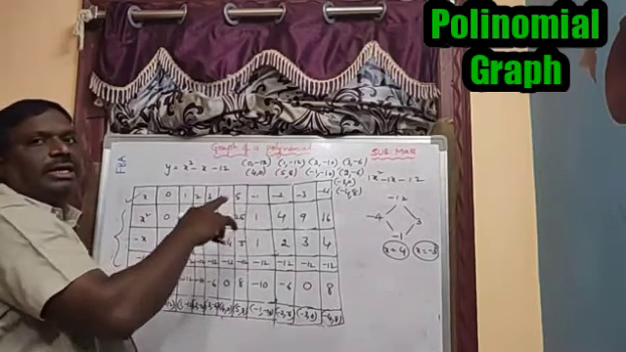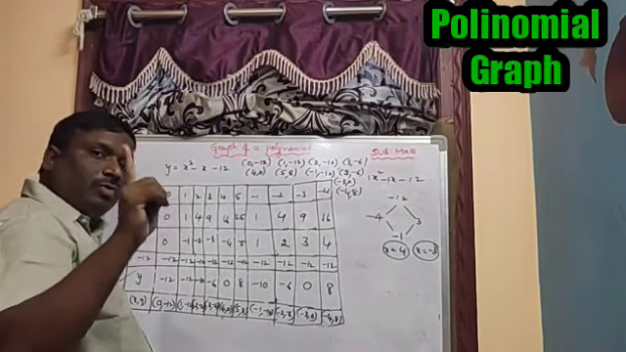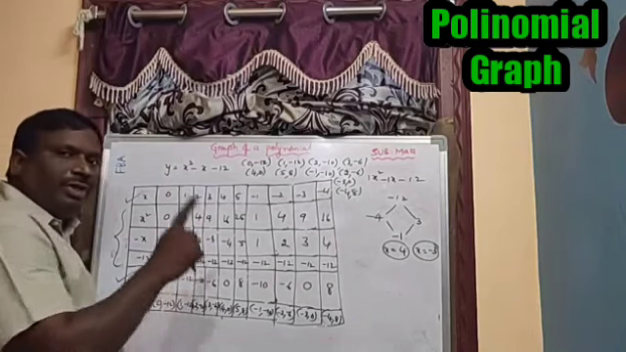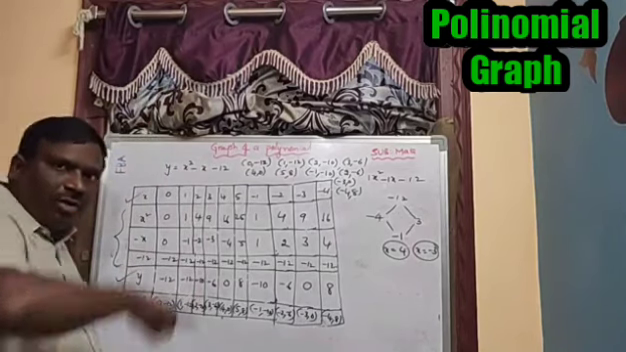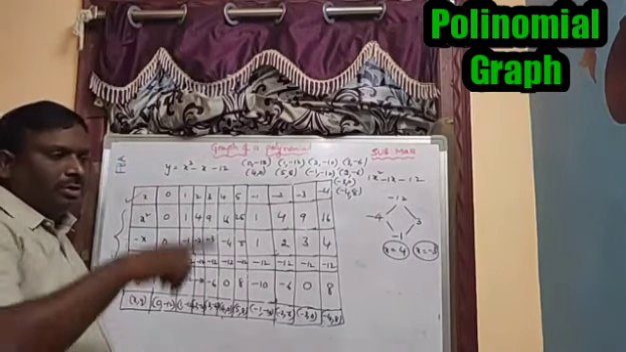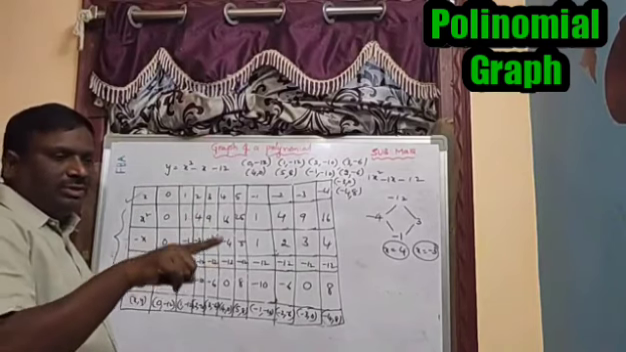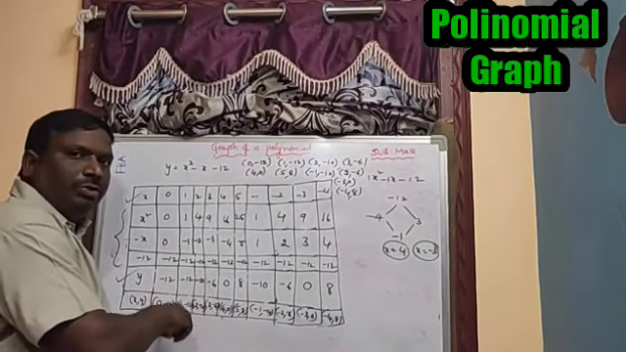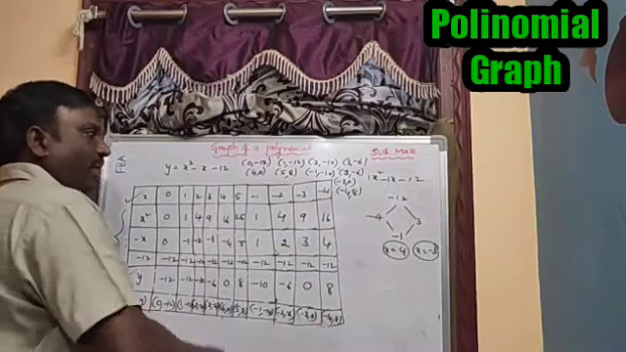So from these values I can take on the x axis 1 centimeter equal to 1 unit, but on the y axis, if you take 1 centimeter for 1 unit, then the graph will become very big. It will not look nice. That's why you can take 1 centimeter equal to 2 units. Definitely you will get a nice graph.